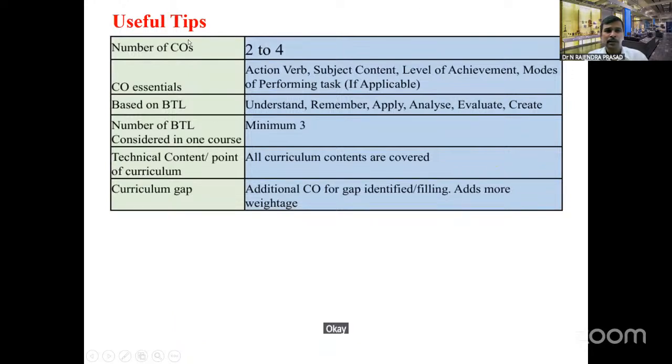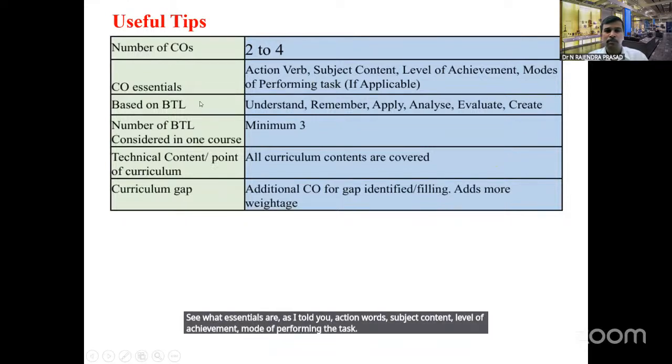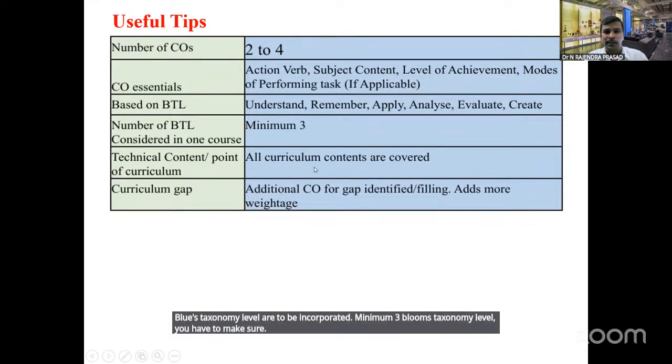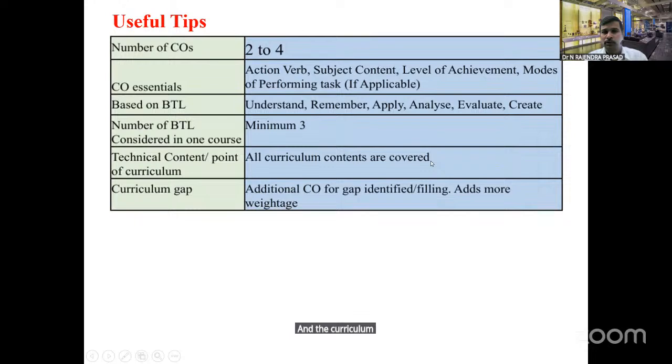Okay. Some tips, as I already told you, 3 to 5 course outcomes you can design. CO essentials are, as I told you, action verb, subject content, level of achievement, mode of performing the task. Bloom's taxonomy levels are to be incorporated. Minimum 3 Bloom's taxonomy levels you have to make sure. And the curriculum content to be covered. You are not supposed to leave any.